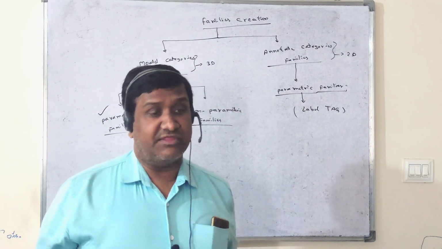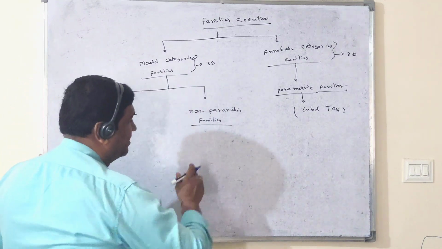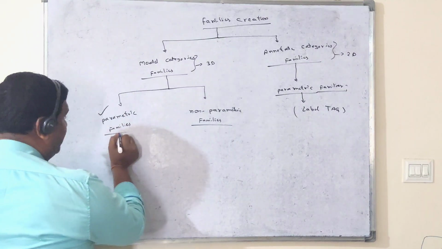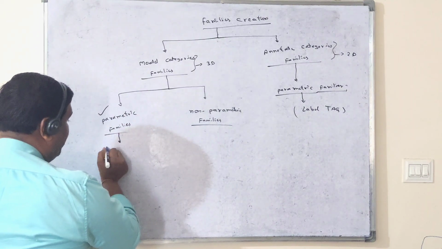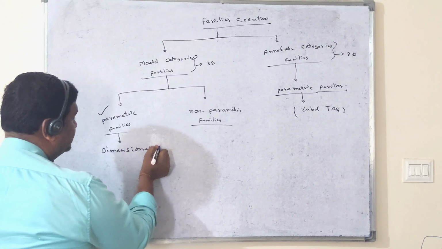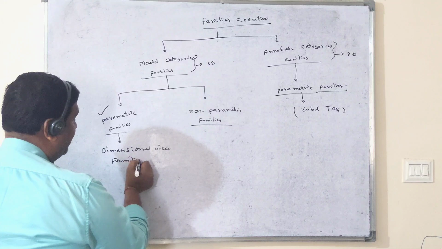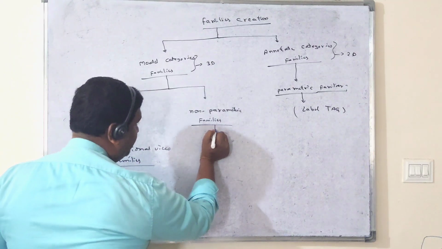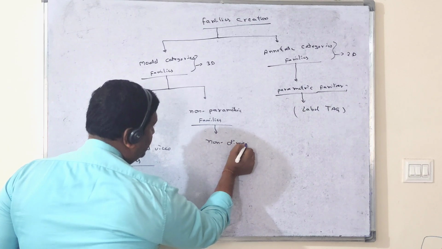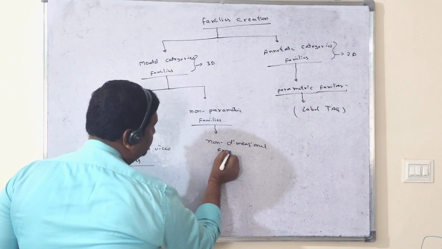So the parametric family is very important here, but in some projects there will be a requirement for a non-parametric family also. Okay, so the parametric family we also call a dimensional view family. One more name is dimensional view family, because parametric is always a dimensional view family only. But non-parametric is non-dimensional. It will not have any dimensions. Non-dimensional family.